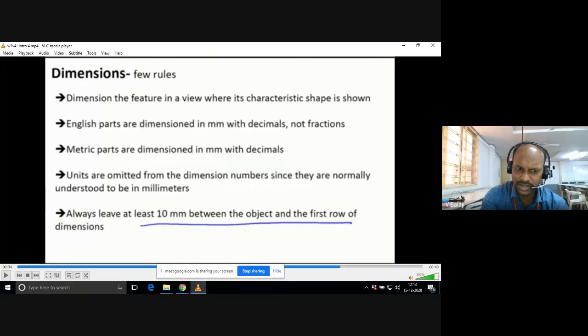We discussed all these things, right? Leave at least 10 mm between the object and the first row of dimensions. Don't write any millimeters on the drawing sheet, because all values you are keeping on the drawing sheet are by default in millimeters only. Keep just the value 30 or 40, something like that. Don't write 40 mm every time. Don't write anything unnecessarily on the drawing sheet. Put the value only.